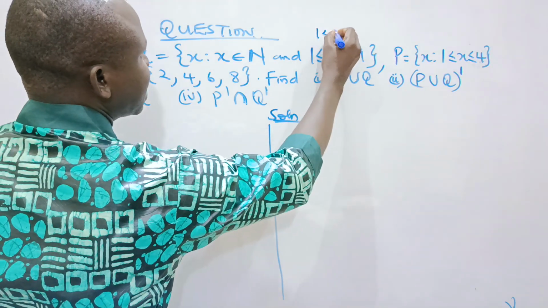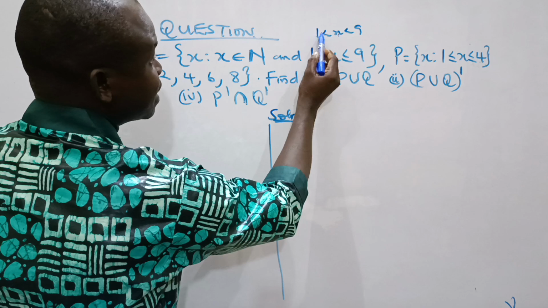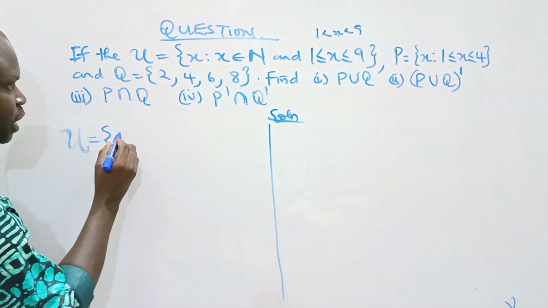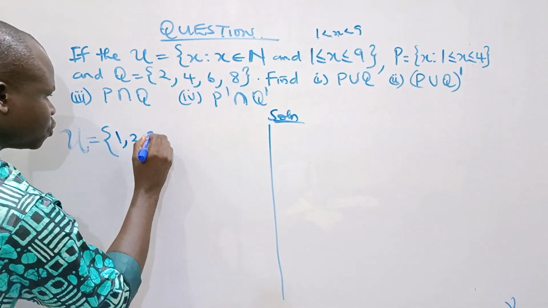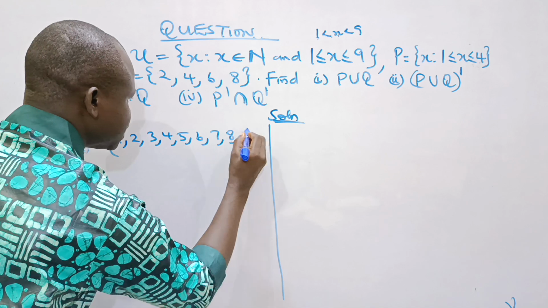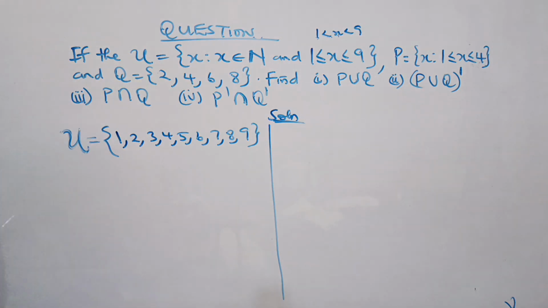But if you have 1 < x < 9, it simply means that x is greater than 1. But here there's a less than or equal to sign, so we are going to include 1 here. So we have 1, 2, 3, 4, 5, 6, 7, 8, 9. These are the elements that we have in the universal set.